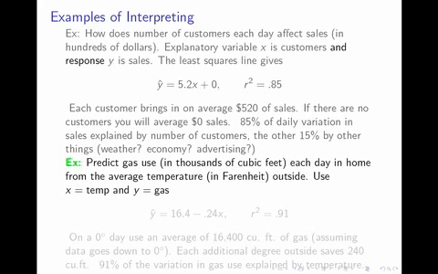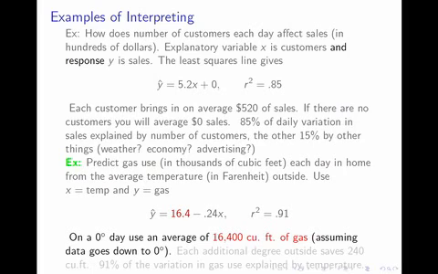Here's a second example. Suppose in your house you want to predict how much gas you're going to use in a day. That's measured in thousands of cubic feet, based on the average temperature in Fahrenheit outside. So then, of course, X is the average temperature outside doing the predicting, and Y is the gas use, which is being predicted. Let's say that we get a least squares line Y hat equals 16.4 minus 0.24x, and we get an R squared of 0.91. What does that tell us?